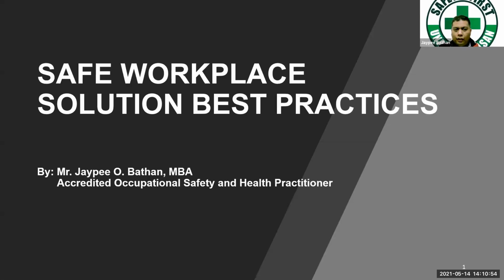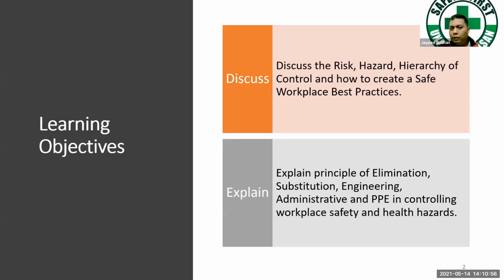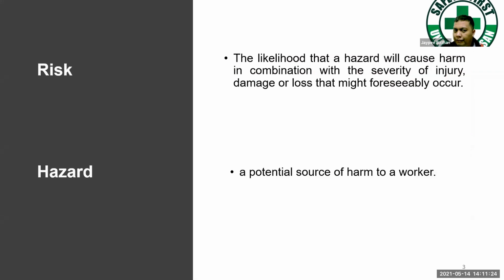Thank you. Learning objectives: discuss first the risk, hazard, hierarchy of control, and how to create safe workplace best practices, and explain the principle of elimination, substitution, engineering, administrative, and PPE in controlling workplace safety and health hazards. First of all, what is risk?